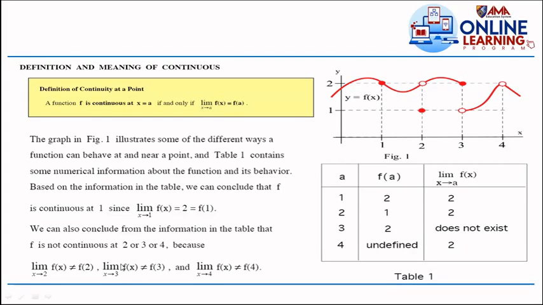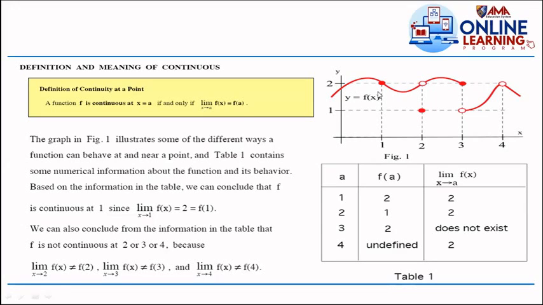And also for a is equal to 3, the limit of the function of x as x approaches 3 is not equal to the function of 3. And also, the limit of the function of x as x approaches 4 is not equal to the function of 4. Okay? Bakit sabi niya, yung 2, 3, and 4 is not a continuous function? Only 1 is continuous.